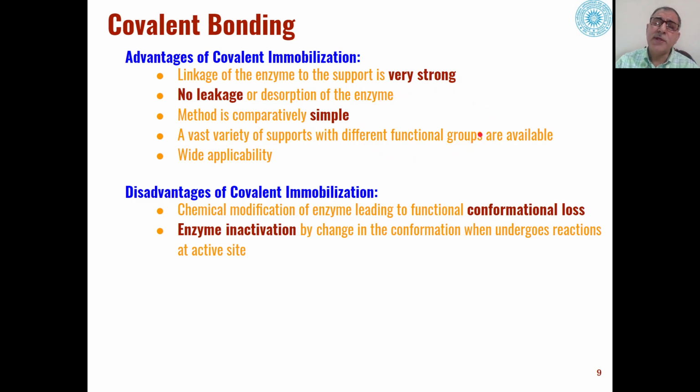There are many supports which are available, and a support may be a synthetic support or it may be a natural polymer also, which can act as supports, because natural polymers are also having different functional groups like hydroxyl group or amino group or carboxylic acid group present on their surface. So these functional groups can act as activated sites to react with the enzyme to form covalent bonds.